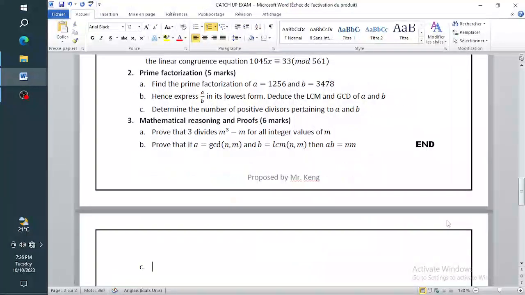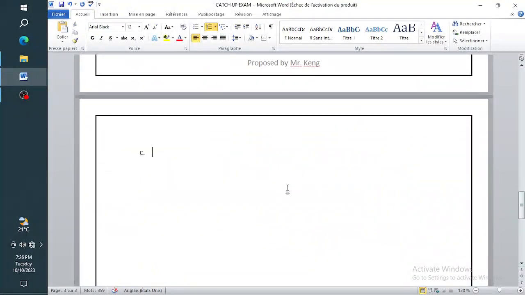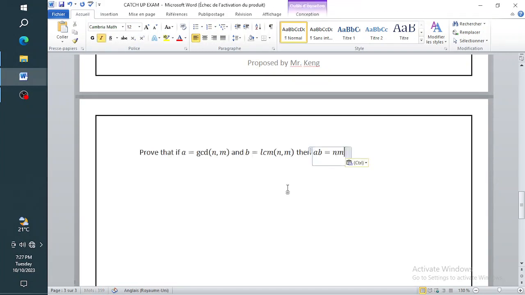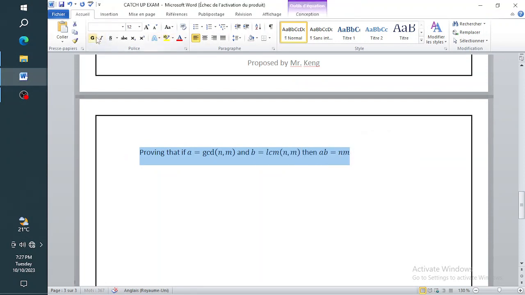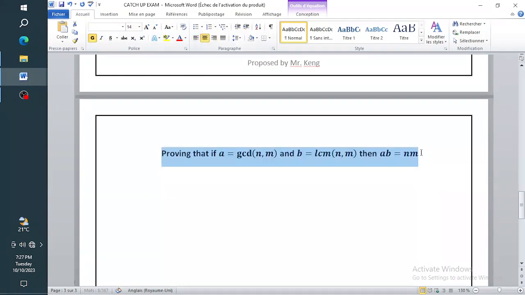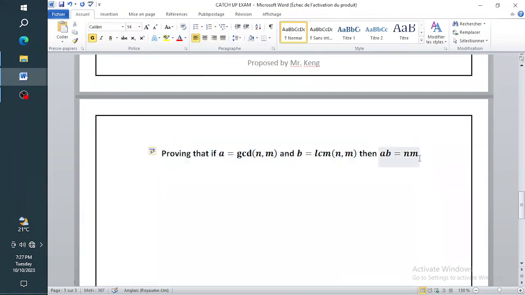Alright, so let's get started. So this is what we are proving. We are proving that if a is the GCD of two integers and b is their LCM, then the product of the two integers is the product of their GCD and their LCM.